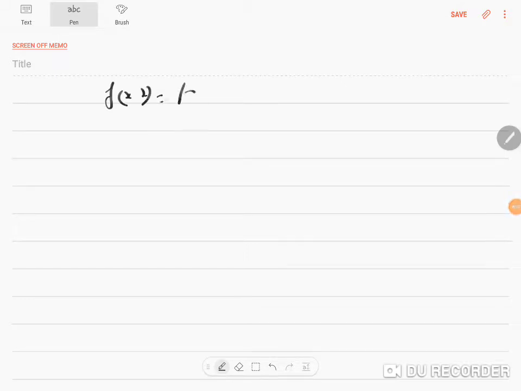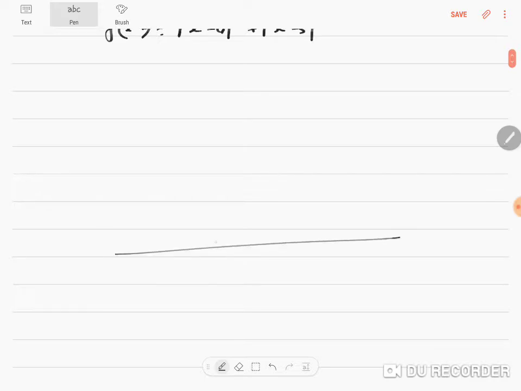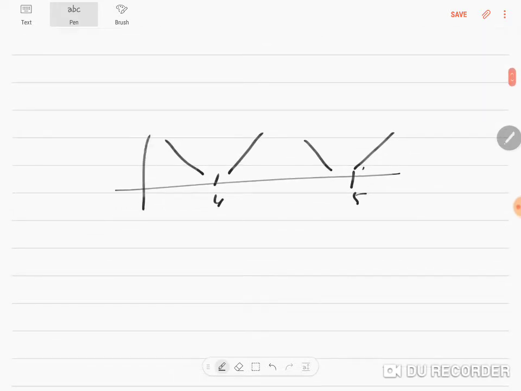f of x is equal to mod of x minus 4 plus mod of x minus 5. Supposing this is a sum, let's just straight away do this sum. We approach 4 from the left and 4 from the right, and 5 from the left and 5 from the right. Let's look at 4 from the left and 4 from the right.